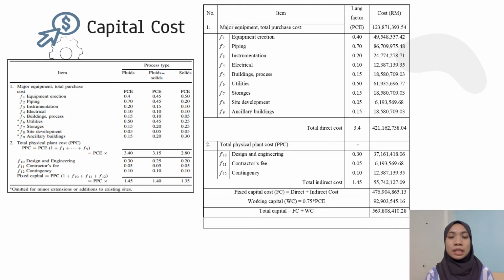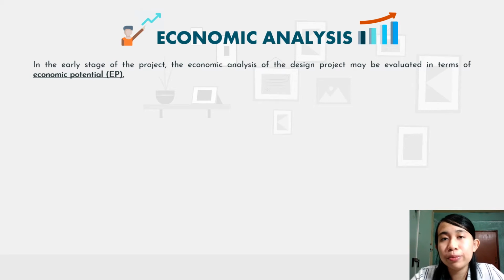Total capital cost is a summation of fixed capital cost and working capital. Based on this table, we can conclude that the total capital cost for our plant is around RM 569 million. Thank you, Mushira, for explaining about the waste treatment method.